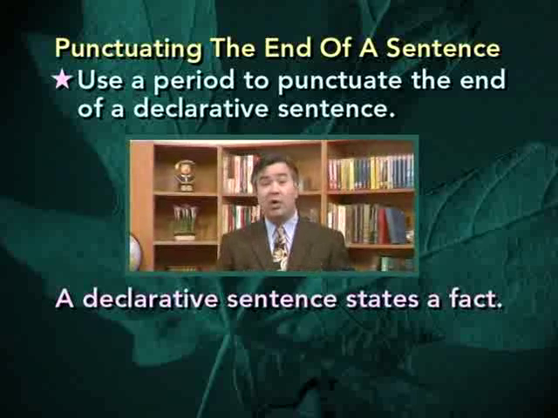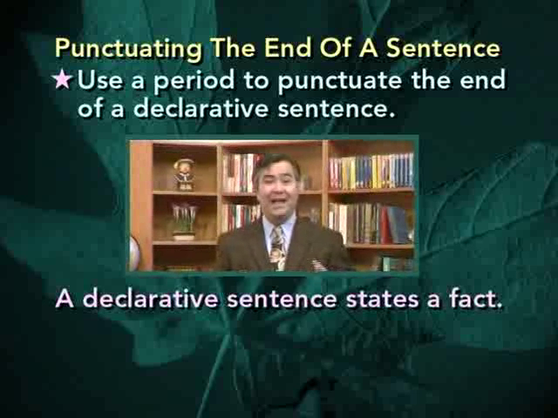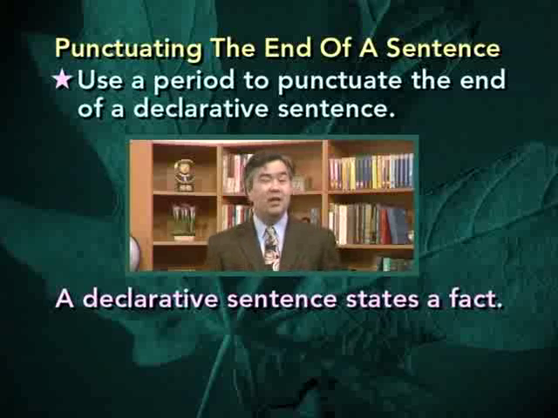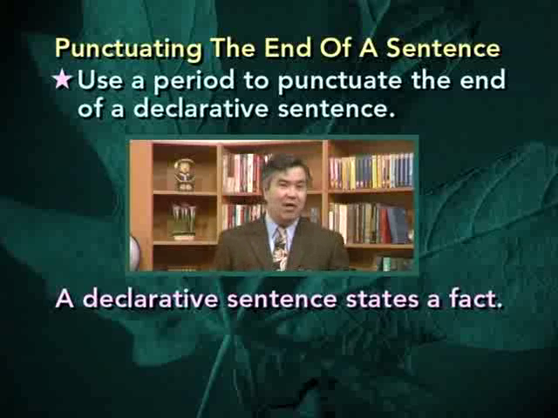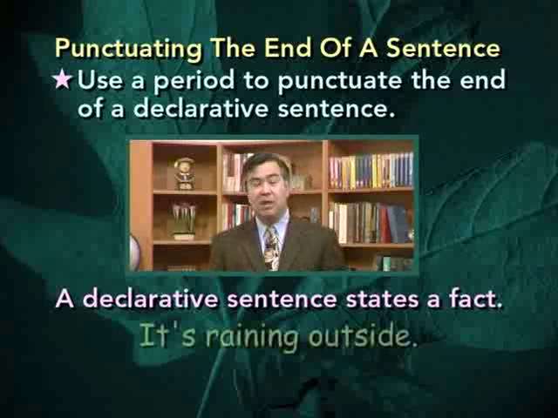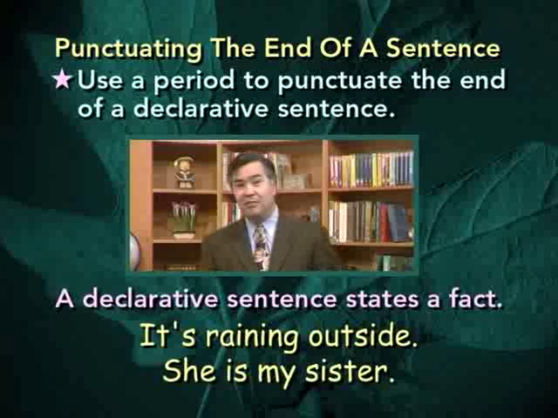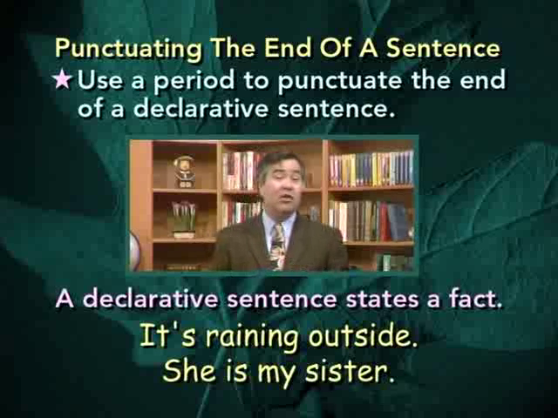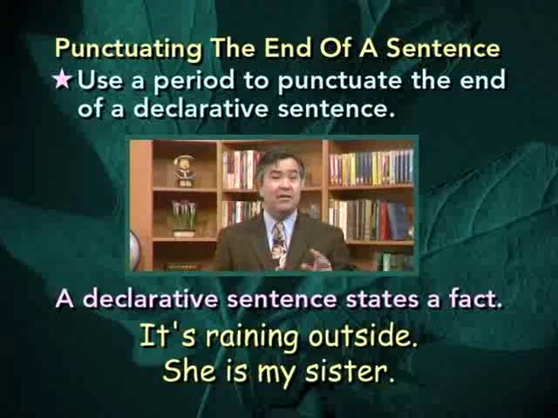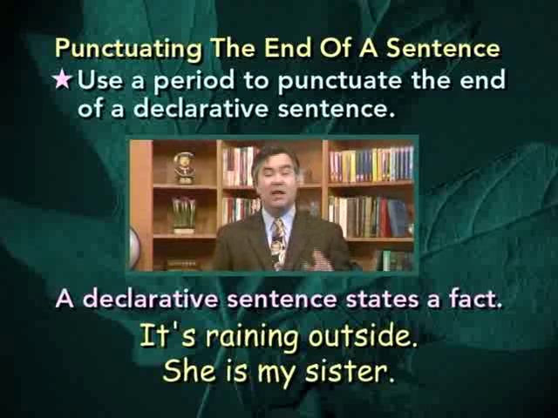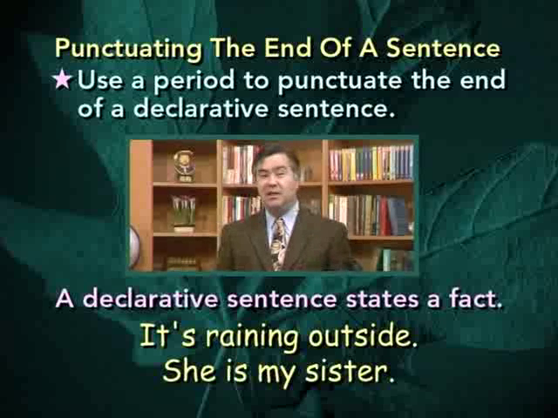The great majority of sentences in usual written English are declarative sentences, so most of the sentences you write will end with periods. Here are a couple of examples. It's raining outside. She is my sister. Both of these are declarative sentences. They state facts, and appropriately each one ends with a period, a simple dot. Most sentences you write will be declarative sentences and will end with periods.